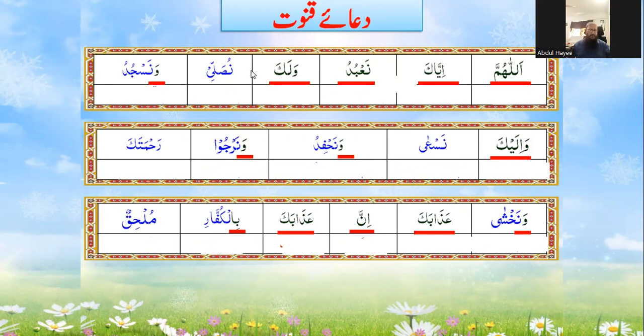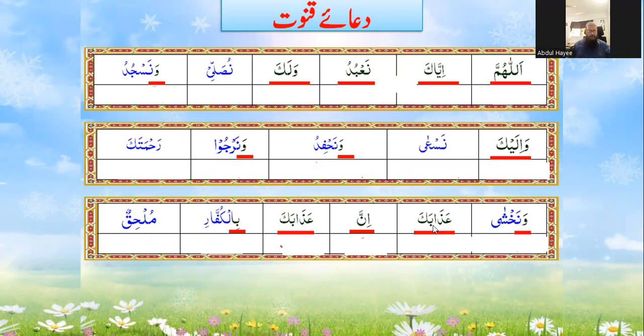Nusalli, of course, is a new word. Wa nasjudu. Wa is a known word, wa, and. Nasjudu is a new word. Wa ilayka, we know this all: ilayhi, ilayhim, ilayka. This is the table. Nas'a is new. Wa nahfidu, wa is known, but nahfidu is a new word. Narju is a new word here. Rahmataka is a new word. We will take it.